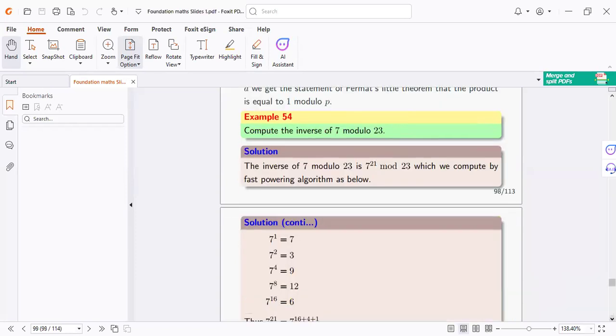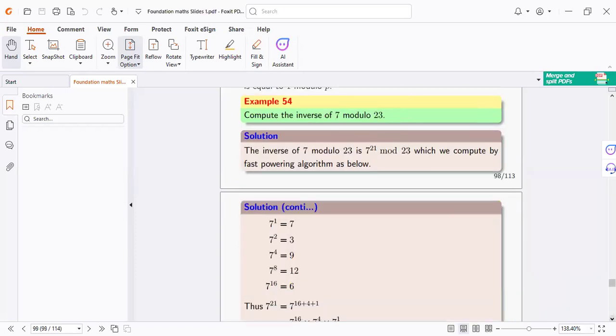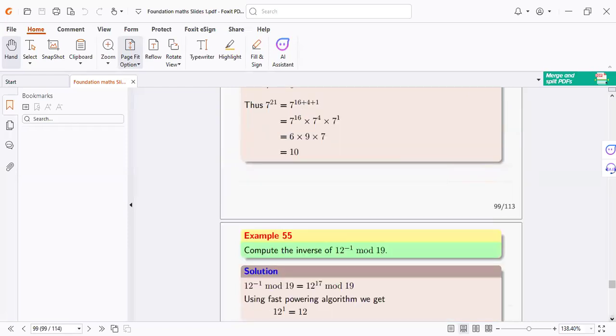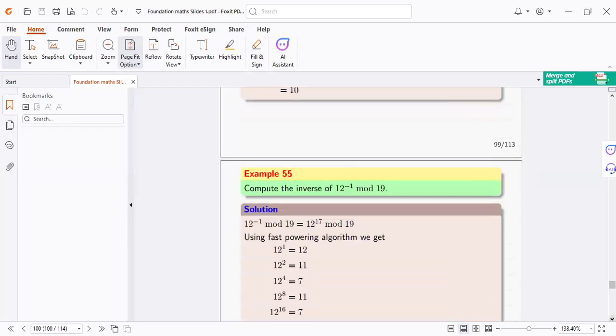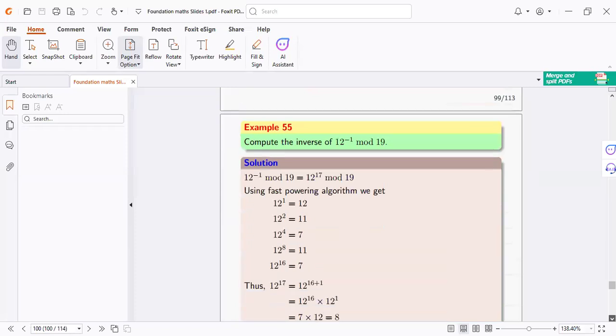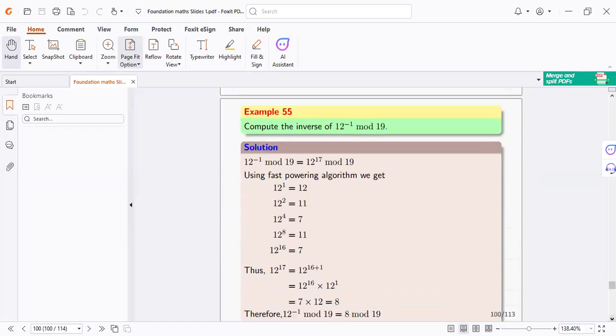Now the working is here, the typed one. So the next example says, find the inverse of 12 mod 19. Supposing 19 was a very huge number, I would only require to use an algorithm to find out whether it's prime or not. If it's prime, I can proceed and use the Fermat's little theorem. So the only thing I need is just to find out whether it's prime.